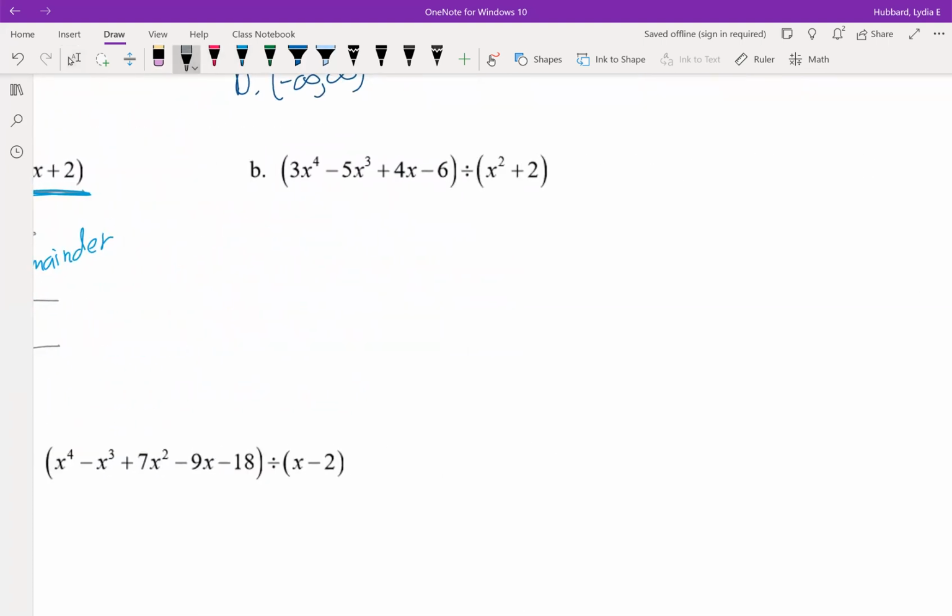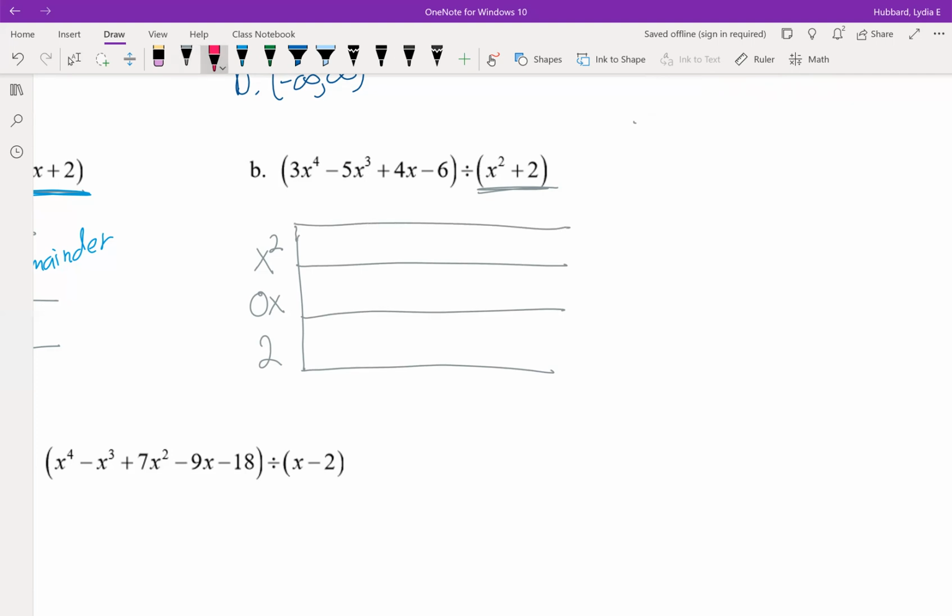So this is what we're dividing by. We're going to put that on the outside of the box, but we don't have an x term, so we have to include a placeholder here. So we have to include a placeholder there and a 2. Make sure you are including those placeholders, because otherwise this is going to be impossible to do.